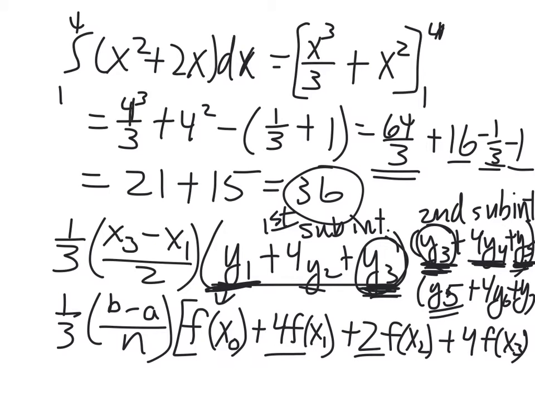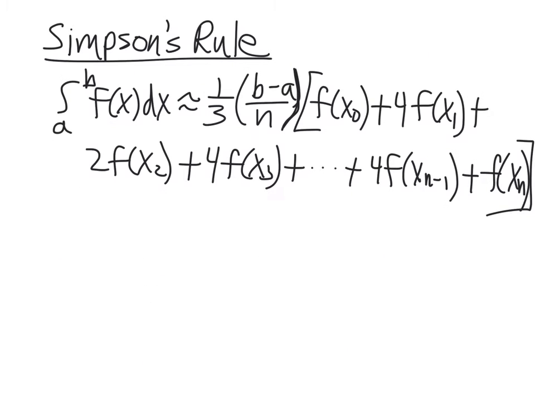So to kind of formalize this, to approximate a definite integral, the formula for Simpson's rule is 1/3 times the quantity b minus a over n times, again, the quantity f of x sub 0 plus 4 f of x sub 1 plus 2 f of x sub 2, and then we alternate 4, 2, 4, 2, and then finally, not the very last one, but the second to the last one will be 4 of that function value, and the very last one is just 1 of that function value. So that's Simpson's rule.